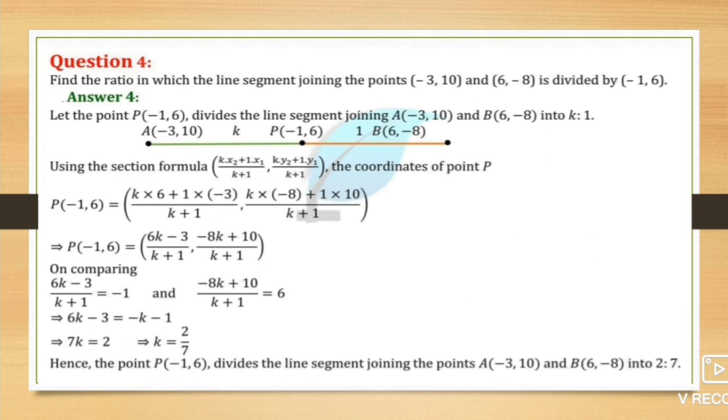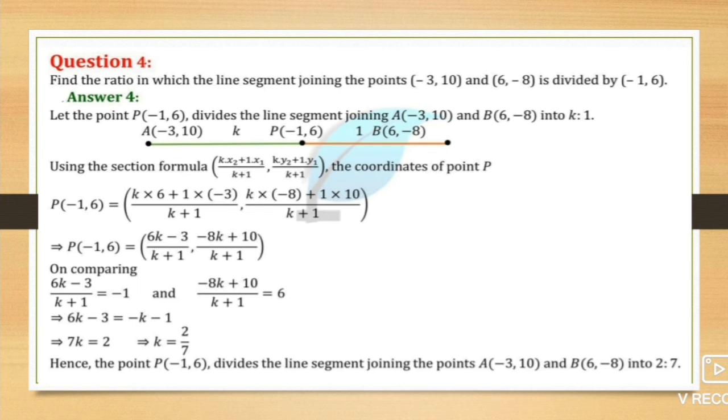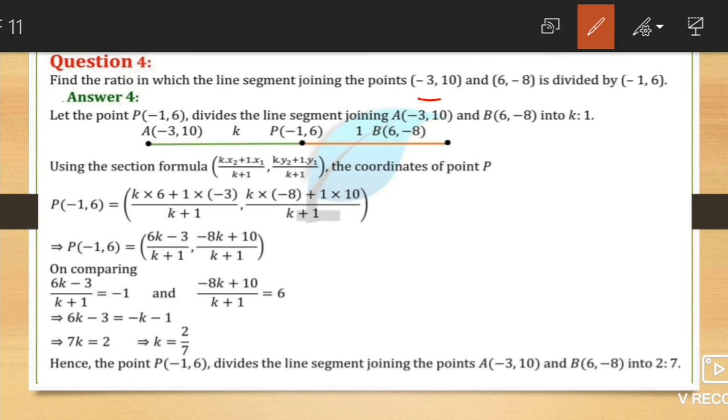Now question number 4. Find the ratio in which the line segment joining the points -3,10 and 4,-8 is divided by -1,6. So AB line segment is given. P is a point on this AB line segment whose coordinate is also given as -1,6. Now the ratio of division is not given. So you have to find the ratio in which point P divides the AB line segment.